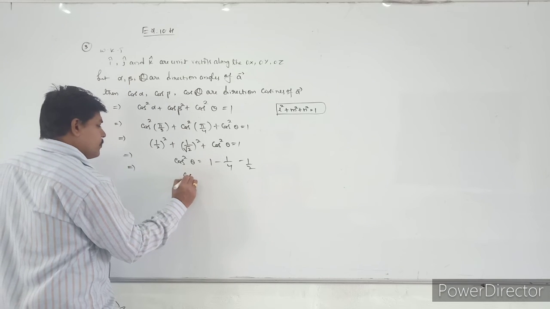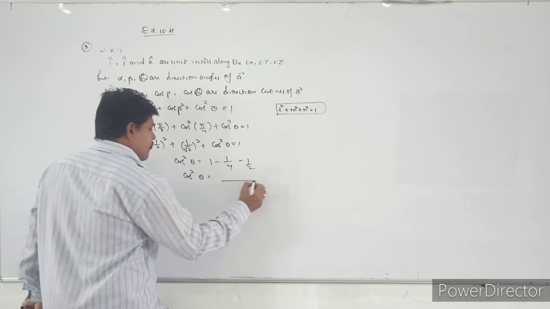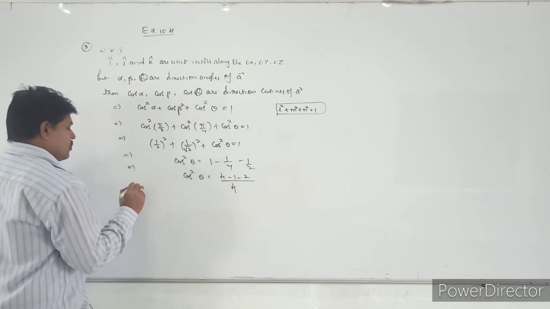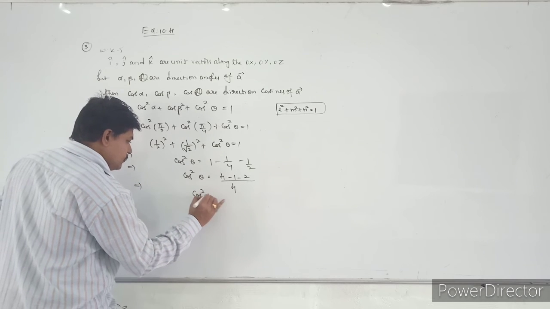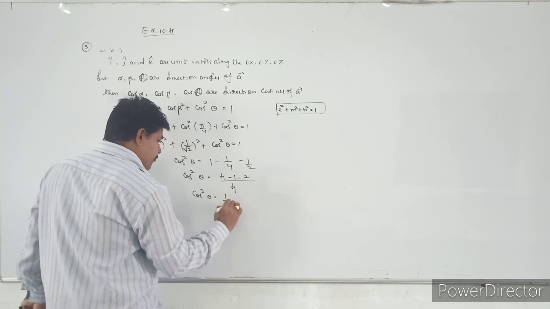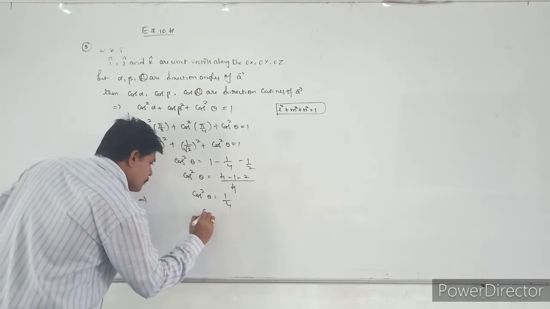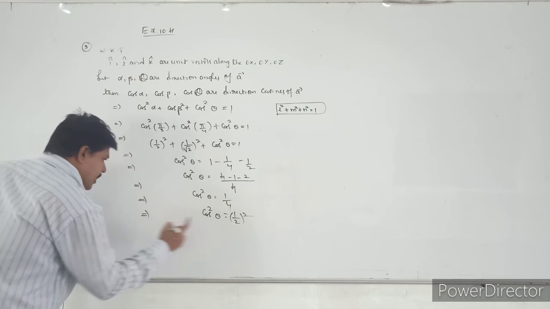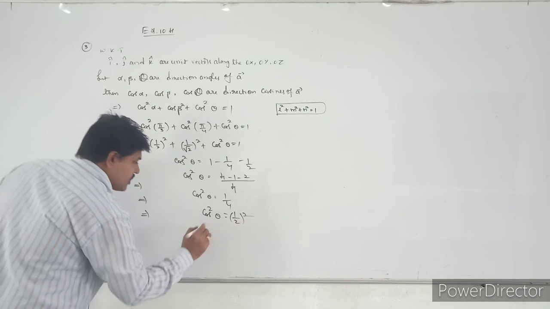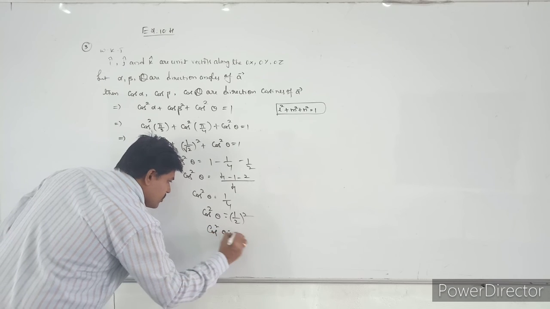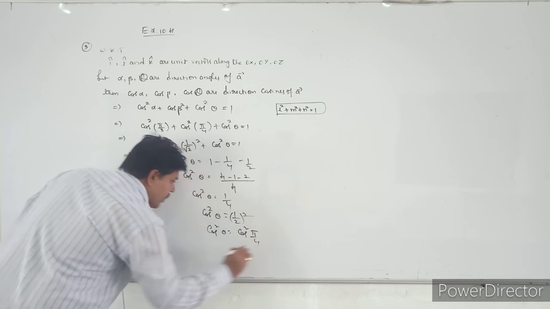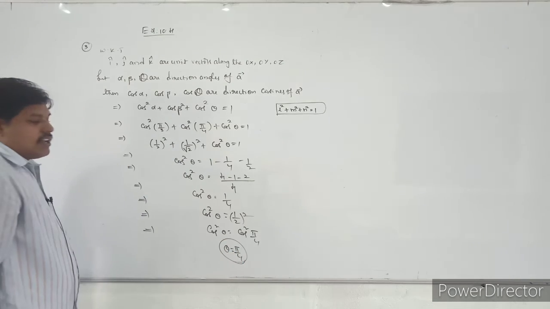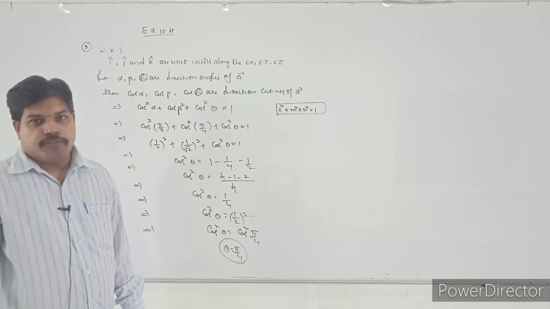That implies cos square theta is equal to, take the LCM 4 here, so that is 4 minus 1 minus 2. So that implies cos square theta is equal to 1 by 4. That implies cos square theta is equal to 1 by 2 whole square, so cos square theta is equal to cos square alpha. 1 by 2 is nothing but cos pi by 3, so cos square theta is equal to cos square pi by 3. So that implies theta is equal to pi by 3. What is the theta value? Theta value is pi by 3.